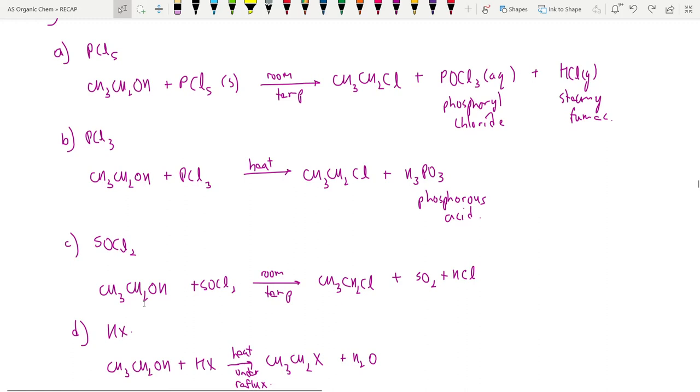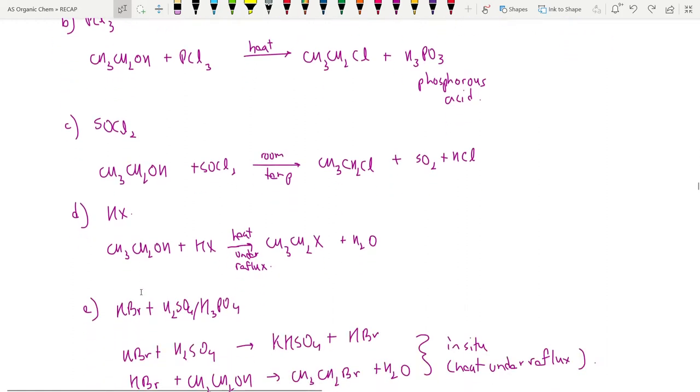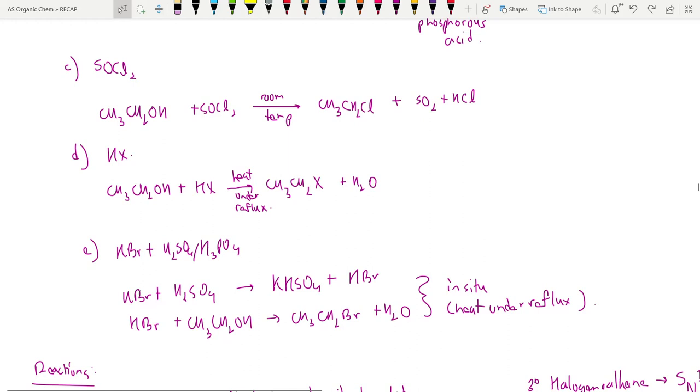We can use thionyl chloride to get the halogenoalkane. This also occurs at room temperature. We can use a hydrogen halide, and we heat under reflux. In this preparation, it is in situ, inside the reaction vessel basically, or we can use a halide salt like KBr and a concentrated acid like H2SO4 or H3PO4. This is also in situ preparation. We need heat under reflux.